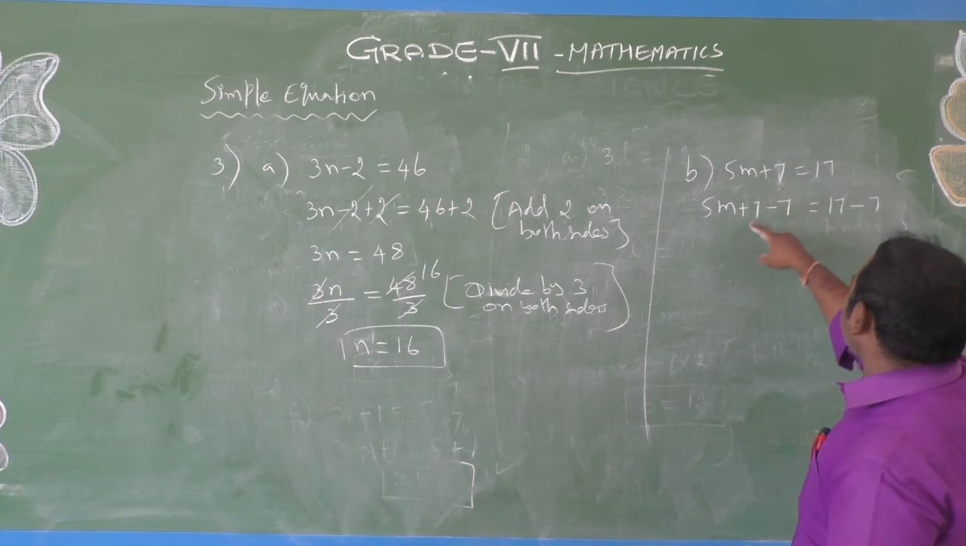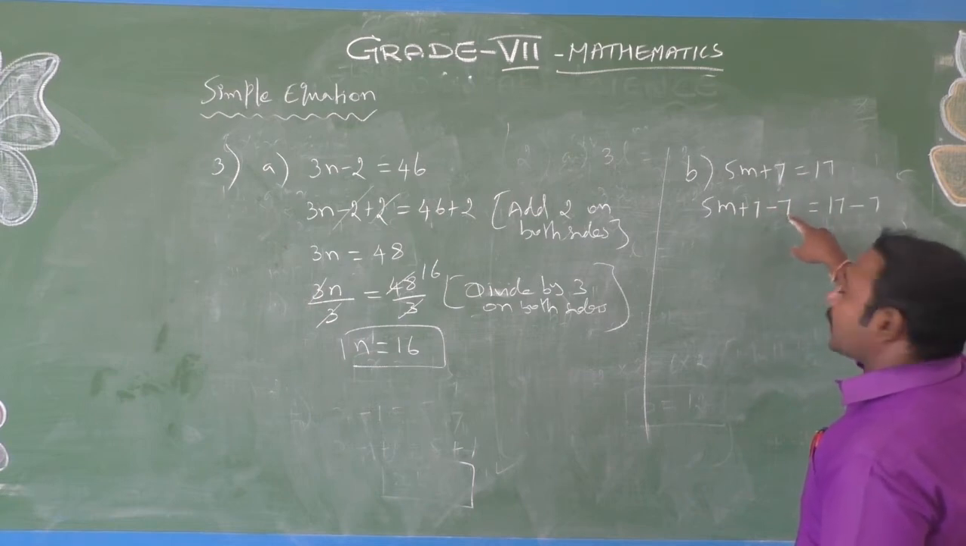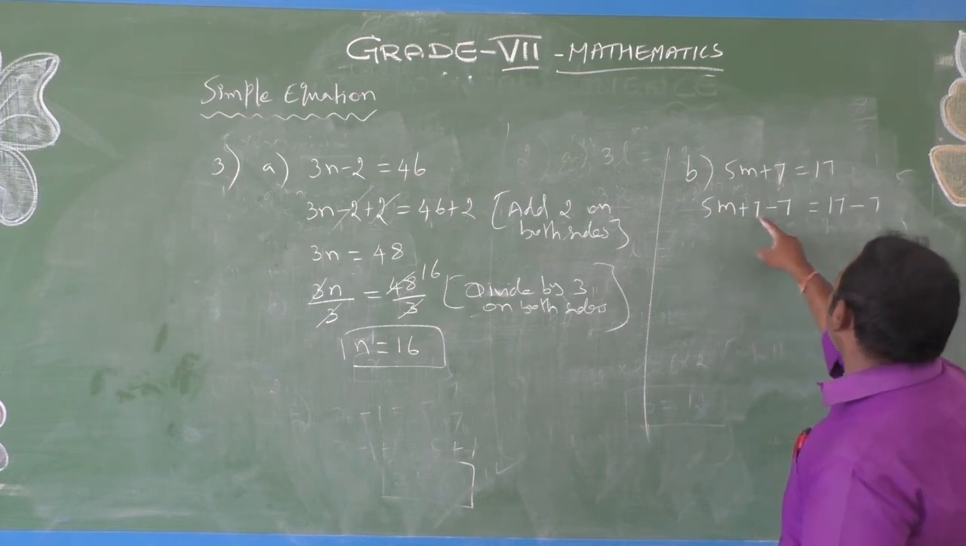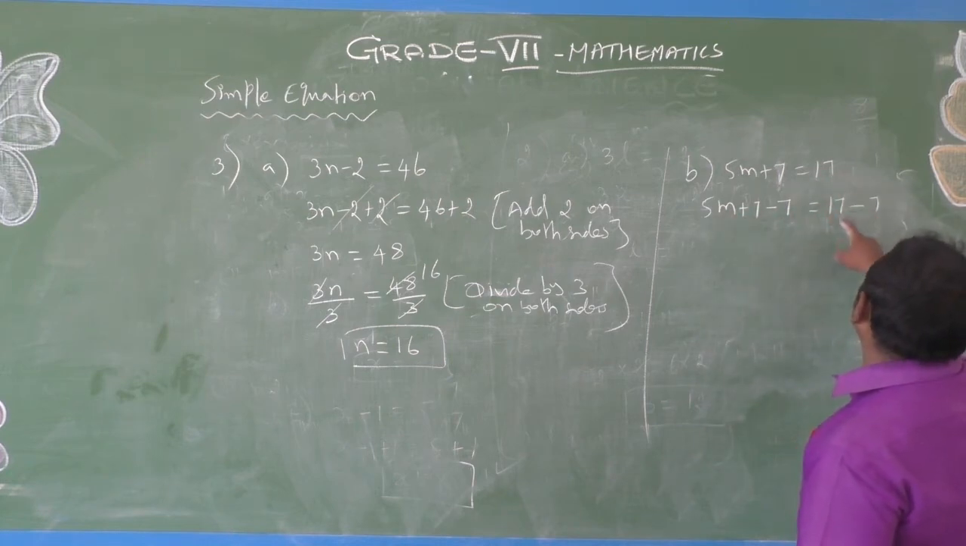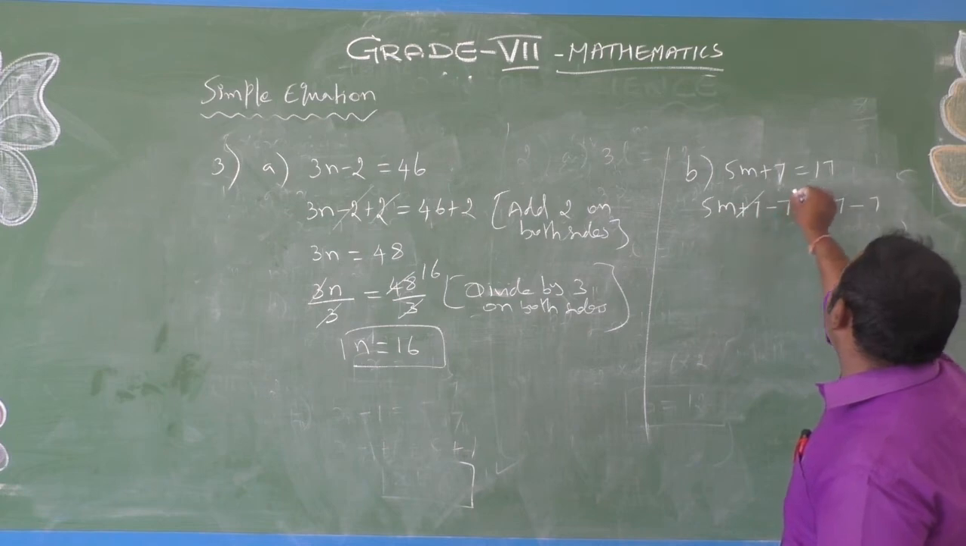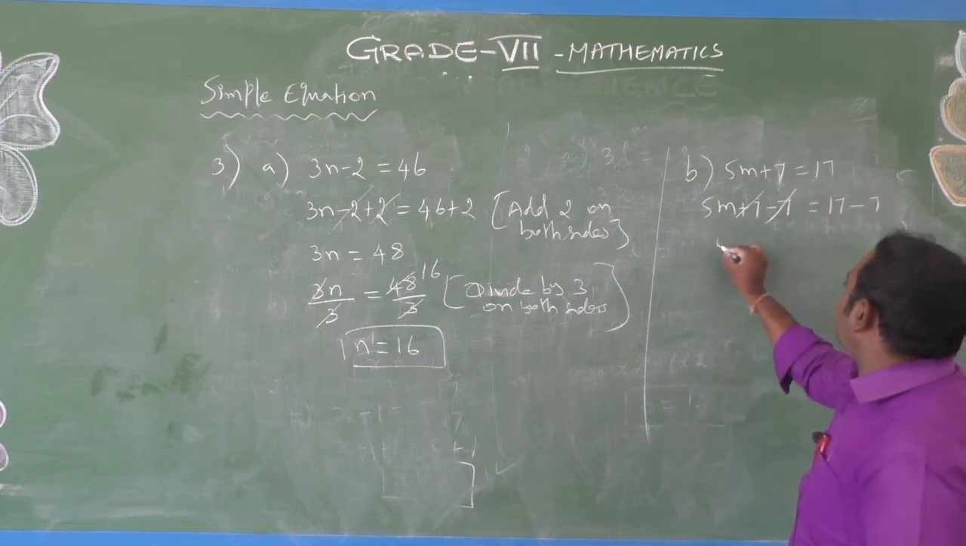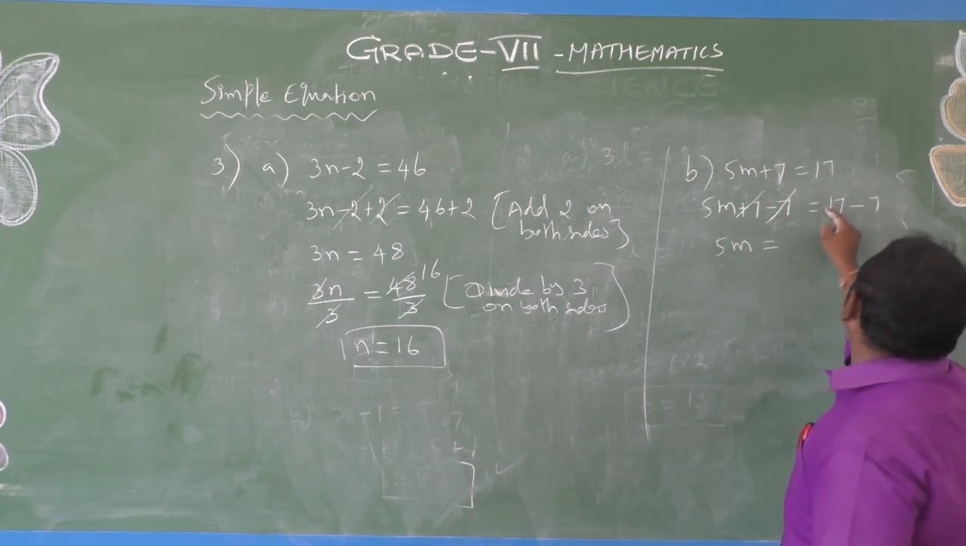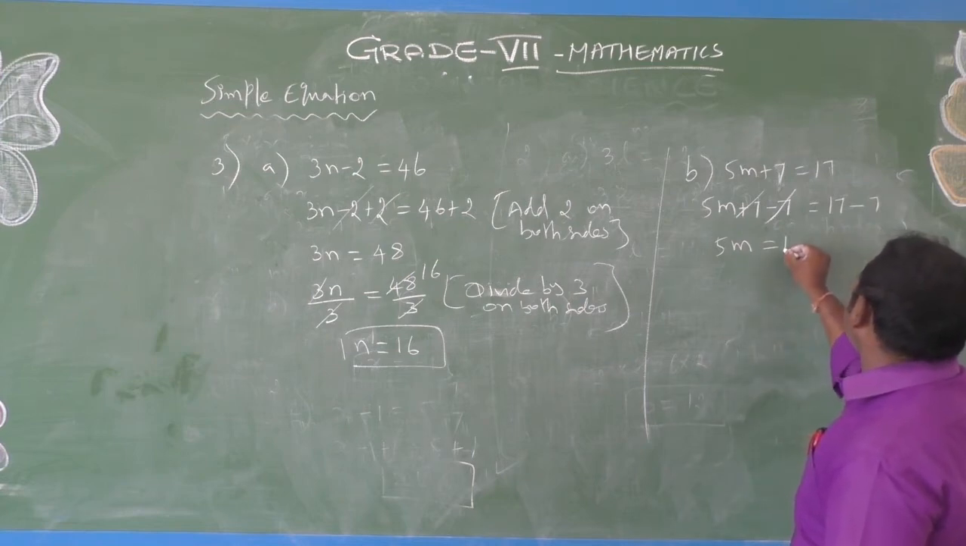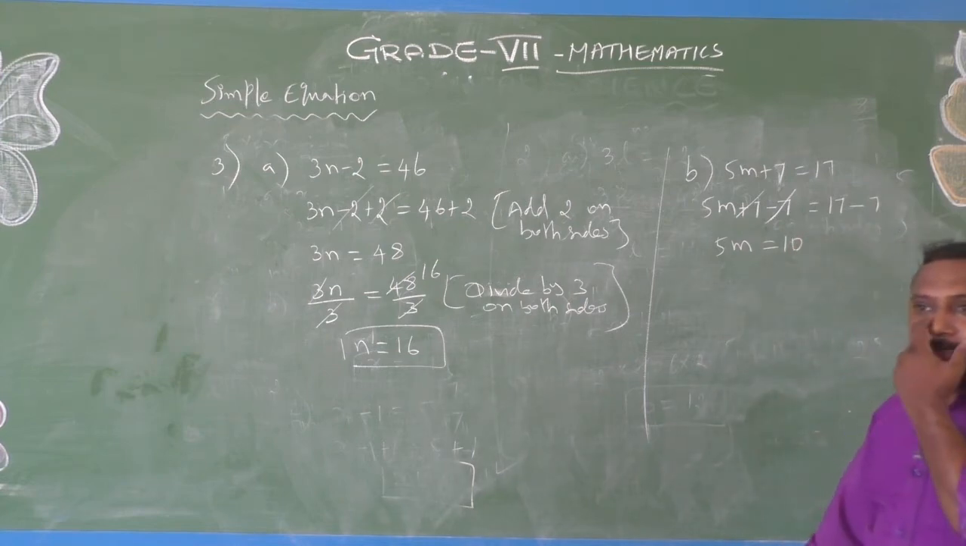So plus 7 we have, so we subtract 7. Minus 7 on both sides. So 5m plus 7 minus 7, and 17 minus 7. Both plus 7 and minus 7 will be cancelled. So 5m is equal to 17 minus 7, which is equal to 10.